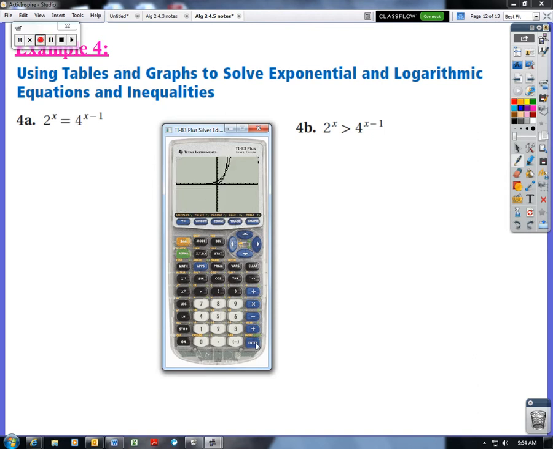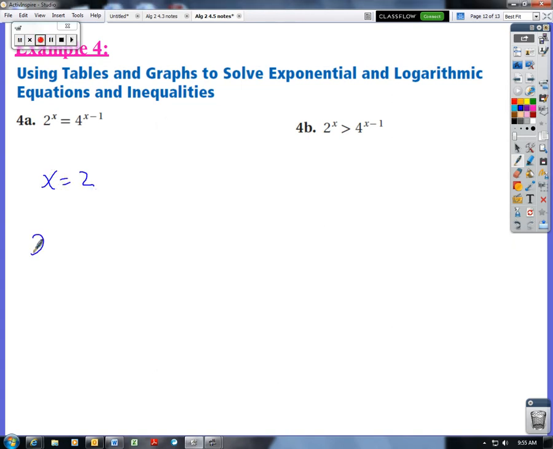They intersect when x is 2. Let's check that. 2 squared, does that equal 4 to the 2 minus 1? 2 squared is 4. That would be 4 to the 1. Yes, it checks.